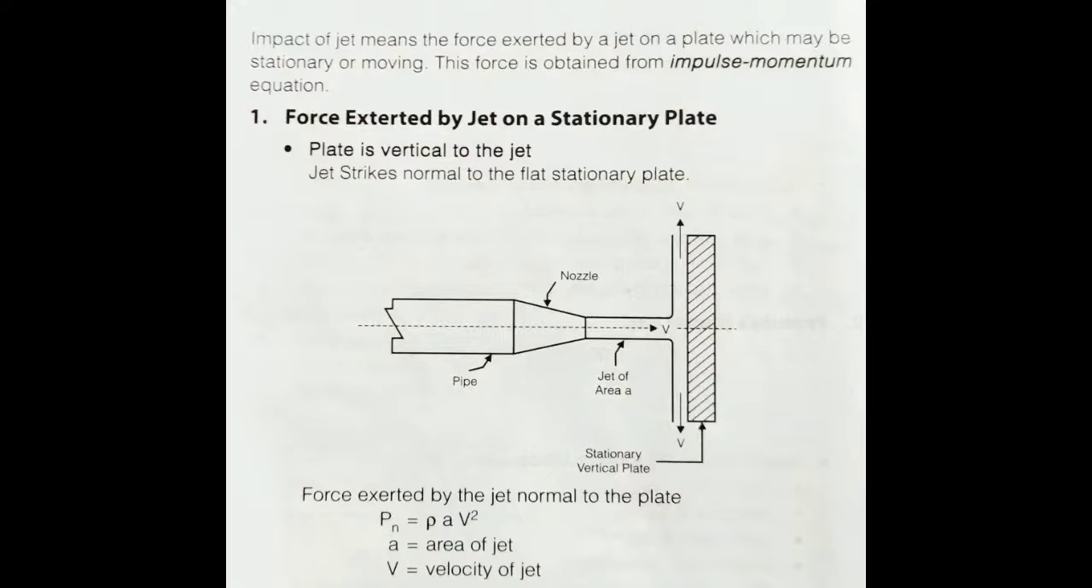In that, if the plate is vertical to the jet, that is the first case. Here the plate is stationary and also vertical. The jet strikes normally to the flat stationary plate. You see the figure. By seeing this figure, you can identify that. Force exerted by the jet normal to the plate, Fn, is equal to rho a v square, where a is the area of jet and v is the velocity of jet.